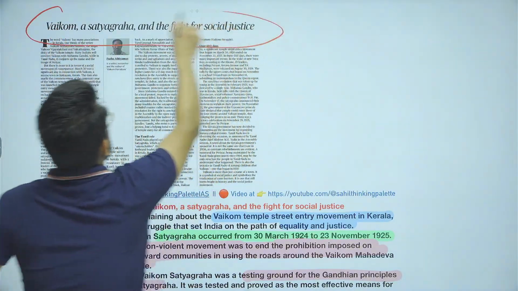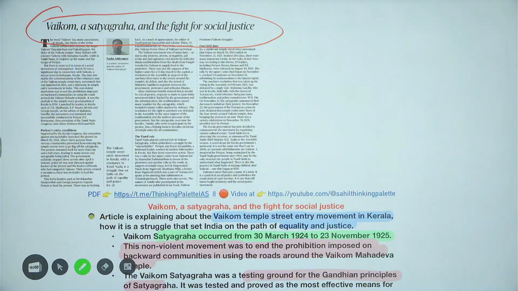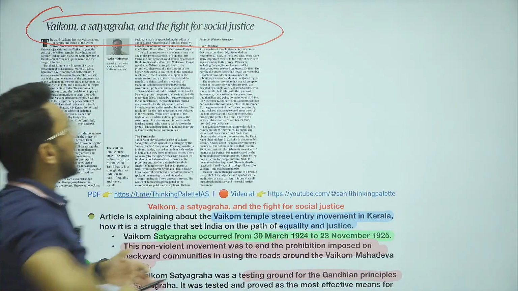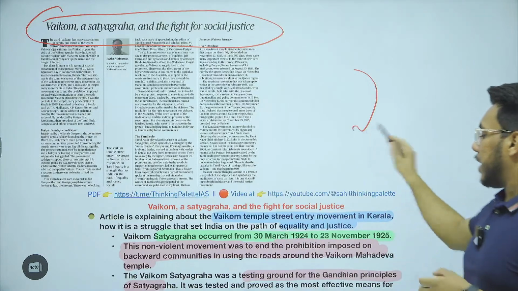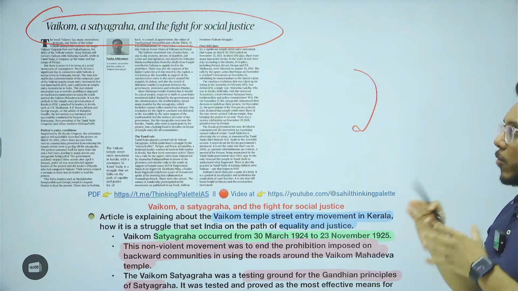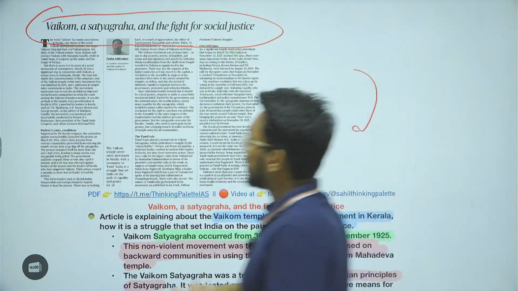Vaikom, a Satyagraha and the fight for social justice. Now, this article, guys, is talking about the Vaikom Satyagraha that was led in Kerala. So, let's talk about it.